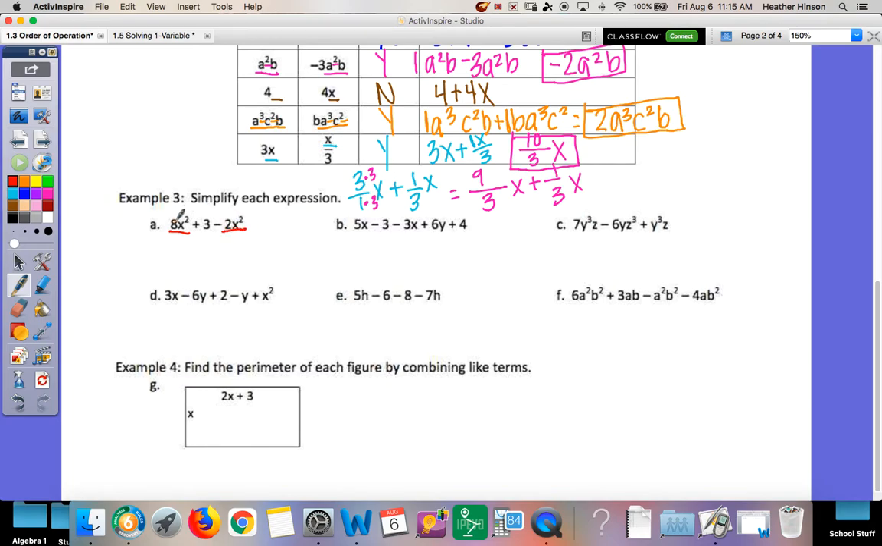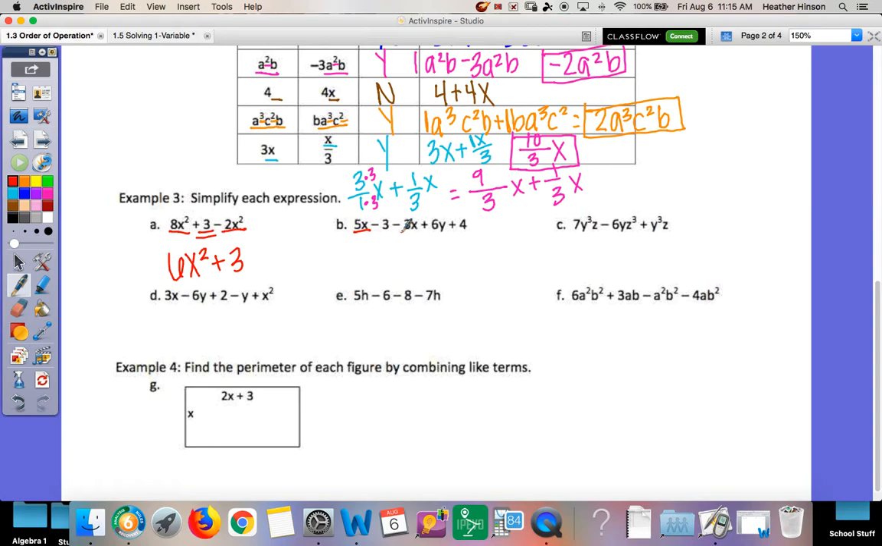2x squared. So what is 8x squared minus 2x squared? 6x squared. Does anything match 3? No, so just bring it down. That is it. Okay, for B, does anything match 5x?